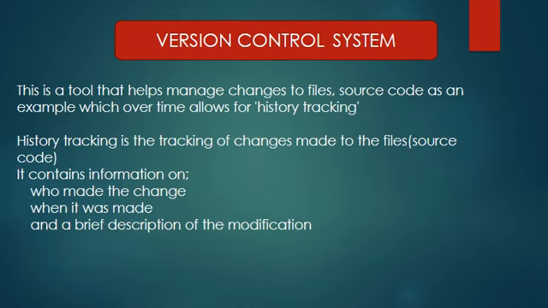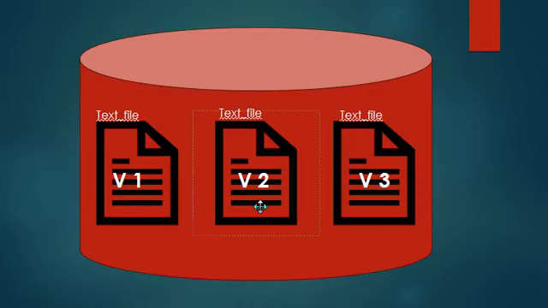Now, what do we mean when we say version control system? Well, this is a tool that helps manage changes to files or source code as an example, which over time allows for history tracking. History tracking is the tracking of changes made to the files or the source code. So it contains information on who made the change, when it was made, and a brief description of the modification. Here is an example. You might have three different versions of the same file. So this is test file. It's the same file, but then we have three different versions.